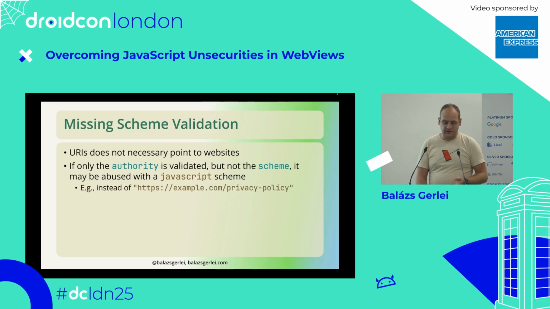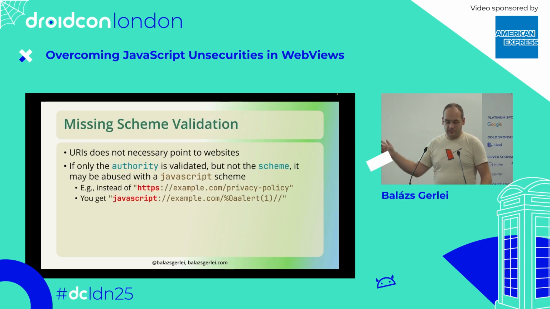So you should not just validate the authority, because you might expect something like this for example.com, let's assume that it's in a whitelist or an allow list. But you get something like this instead. With the JavaScript scheme, as you can see, the scheme is different, but the authority is the same, so it will pass the validation if you check only for the authority.